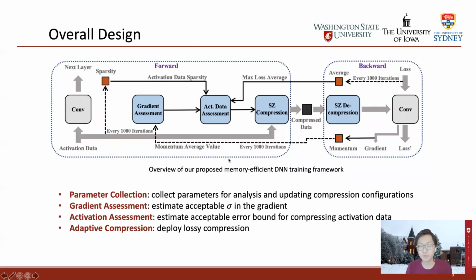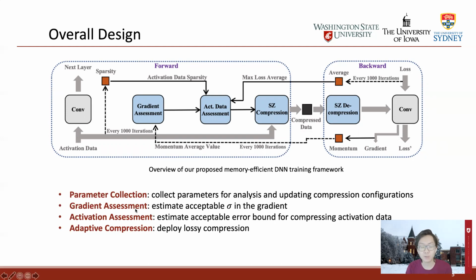And this is an overall view of our framework. So we can see this is actually a zooming in of the previous figure, with forward and backward propagation on convolutional layers. What we do is we first collect parameters such as the momentum, average values, and so on. Note that for those dashed lines, we only collect those parameters per 1,000 iterations based on our experiments, because those values do not change dramatically, especially after the initial stage of the training process.